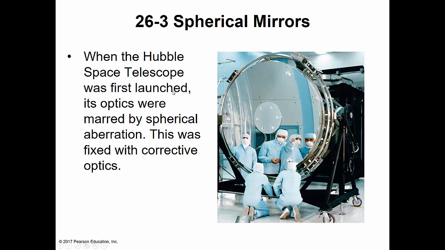The Hubble Space Telescope had spherical aberration because the mirror in it was too spherical, and it didn't have enough parabolic shape to it to correct for that. So therefore the pictures were blurry and it didn't make very good pictures, and that had to be fixed. And so it was very, very costly.